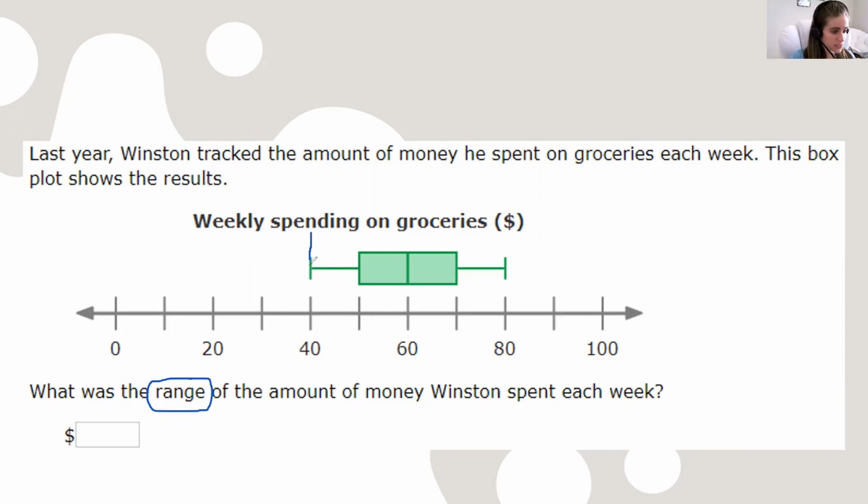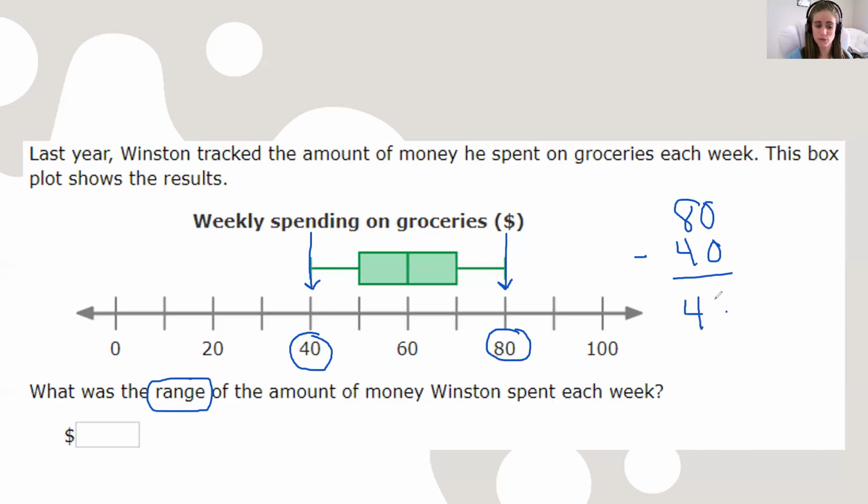If we look, we can see this is our minimum. This is the lowest data point at 40. And then on our other end, this is the maximum. This would be our highest data point. The range is when you take your highest data point, subtract the lowest. And 80 minus 40 just so happens to be 40. Therefore, the range of the amount of money Winston spent each week is $40.